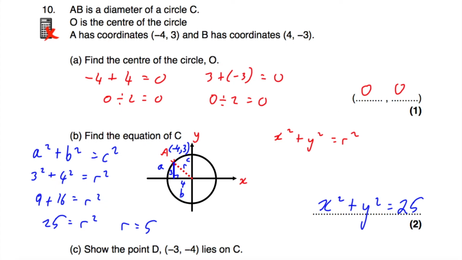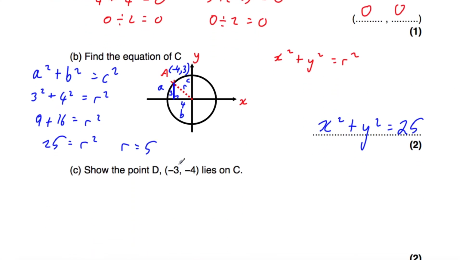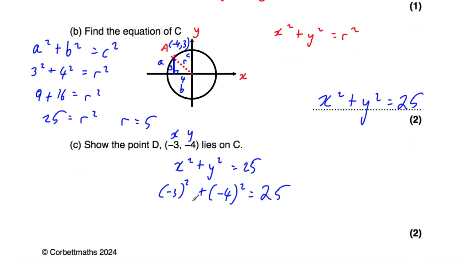Okay, part C. Part C says, show that the point D, -3, -4, lies on C. So if this point lies on the circle C, we can just substitute in these values, the x coordinate and the y coordinate, into the equation, and we should find that that satisfies the equation. So let's do that. X squared plus y squared equals 25. X squared, well, that's going to be -3 squared plus y squared, which is -4 squared, should hopefully be equal to 25.